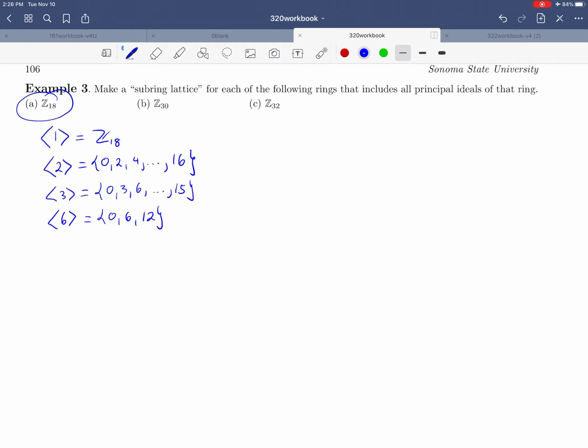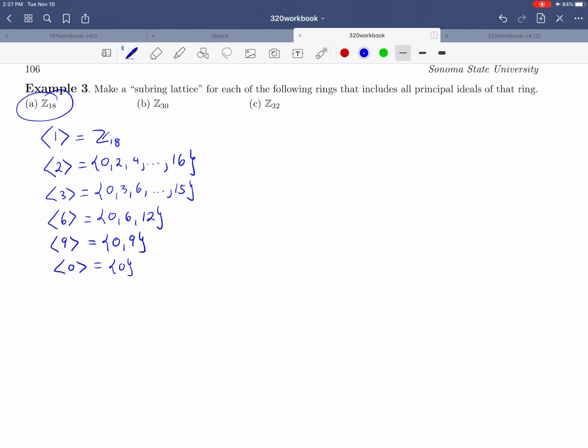And then 9 is going to give us something new, though. So that is just 0 and 9. And then we do also have the principal ideal generated by 0. There is only 0 in here. So those are all our principal ideals.